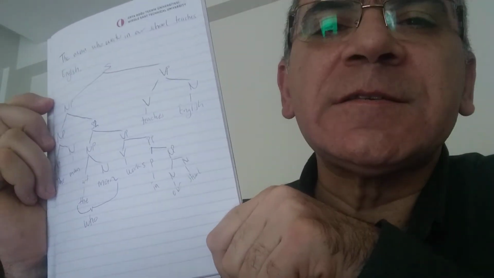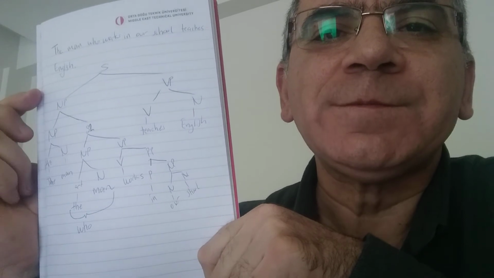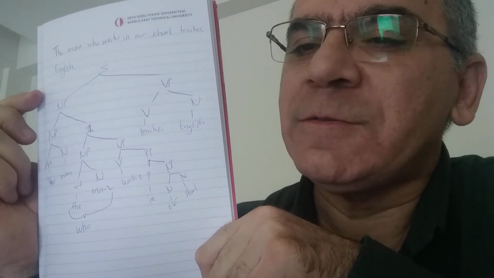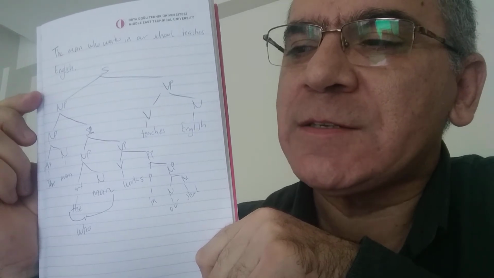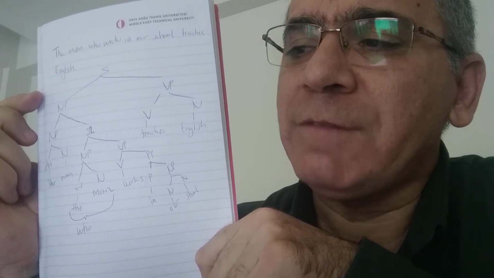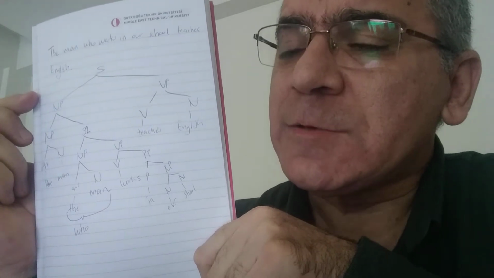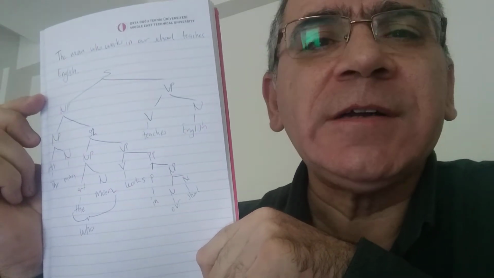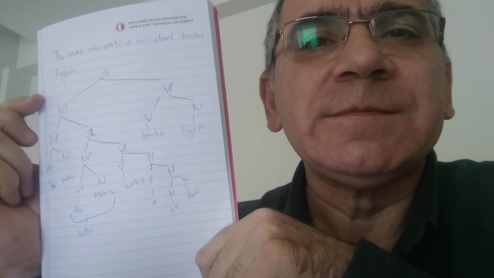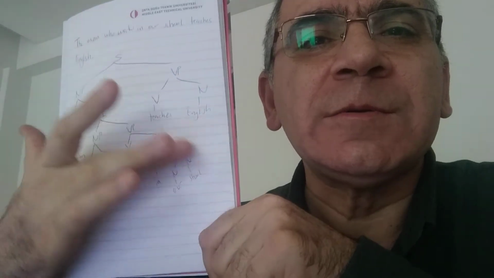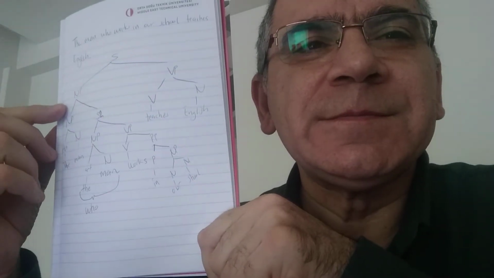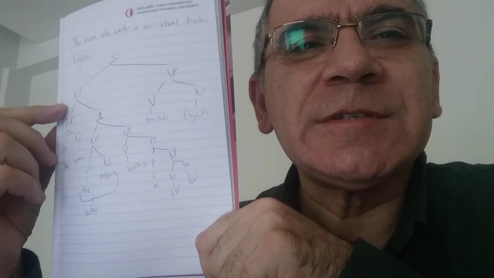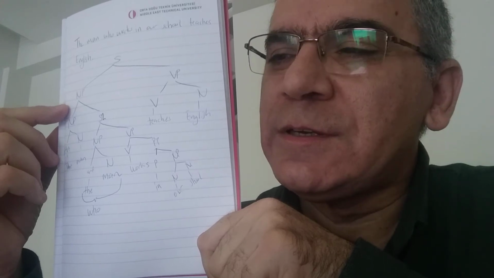In the sentences we have done so far, the noun phrase part was very short and the verb phrase parts were usually very long. In this one, the noun phrase part is the longer part. Look at the noun phrase. Too many details. And then the verb phrase is very simple. The man who works in our school teaches English.